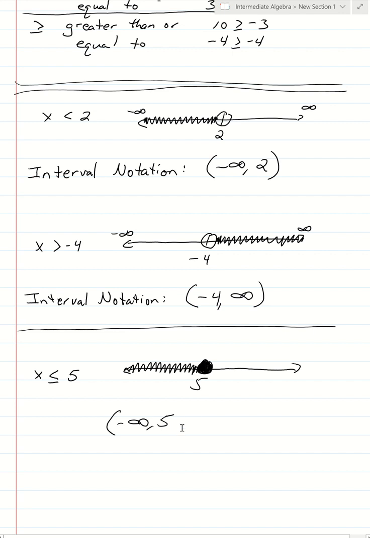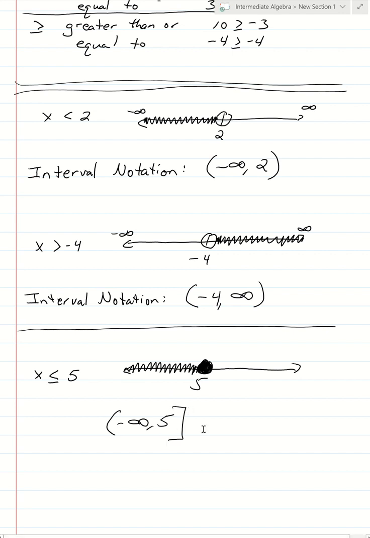We have to use a different symbol to represent that. We are not going to use a parenthesis. Parentheses involve open circles like the 2 and like the negative 4. But since 5 is part of the solution, we have to use a bracket to represent it.